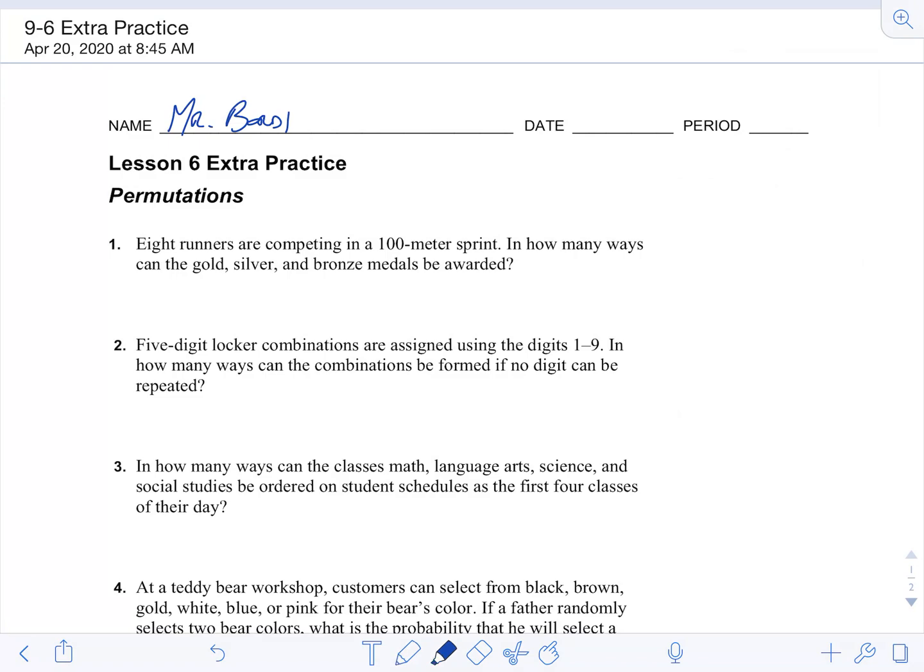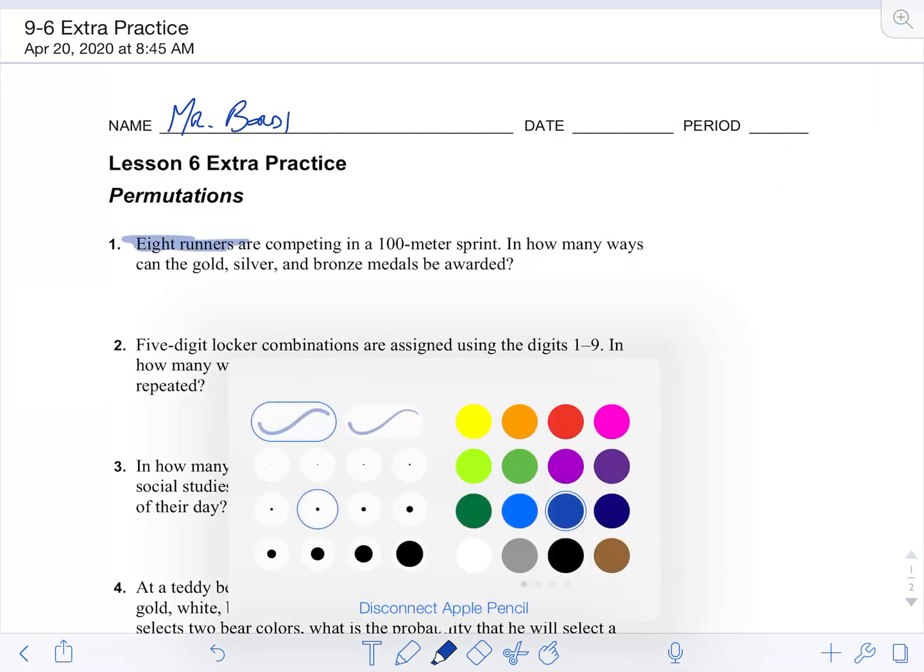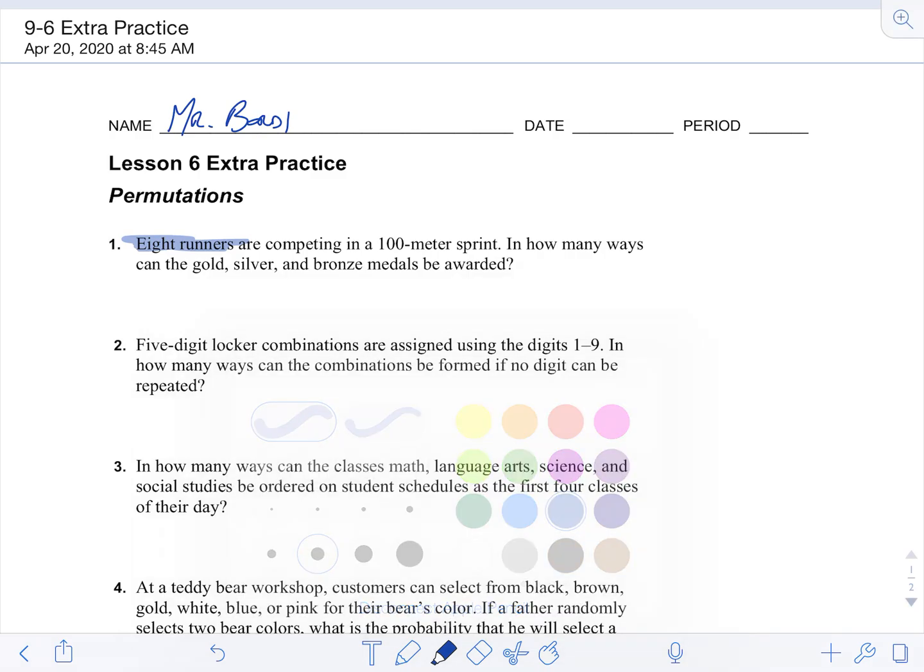So if we look at number 1, it says 8 runners are competing in a 100-meter sprint, and how many ways can they win gold, silver, and bronze medals? Here I would highlight the key information. We know there are 8 runners in the race, and we want to know how many ways they can win gold, silver, and bronze. How many people out of those 8 are getting a medal?